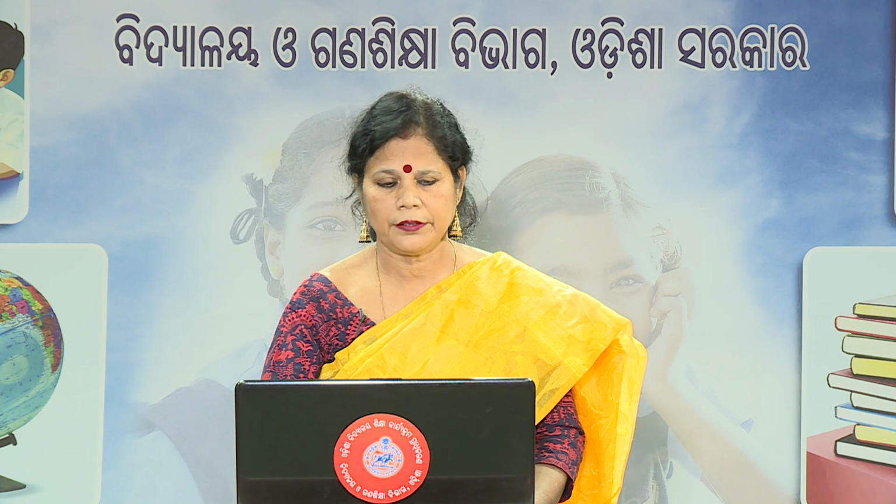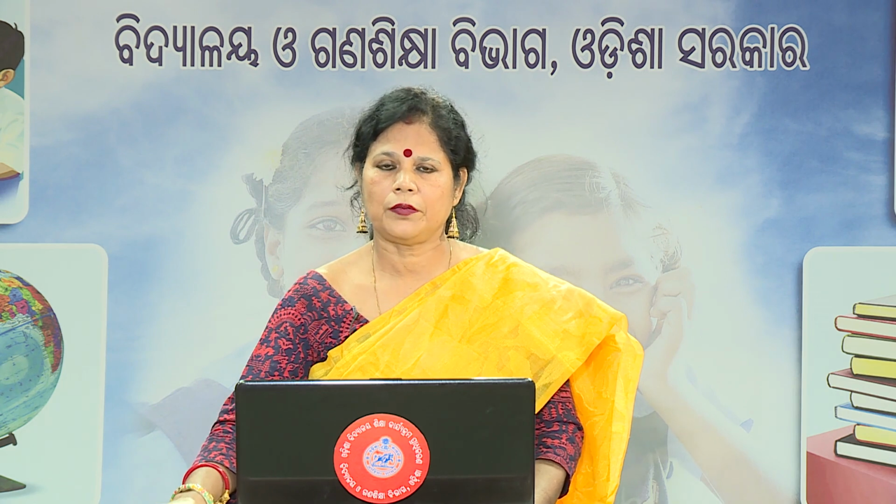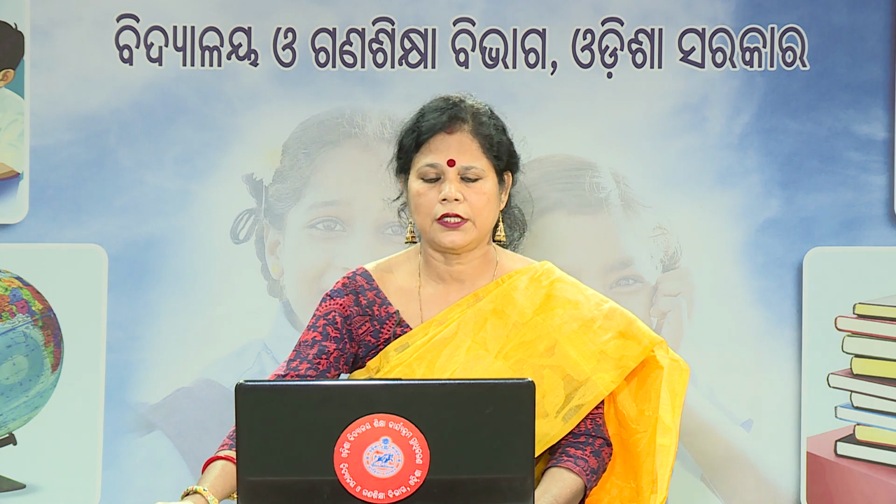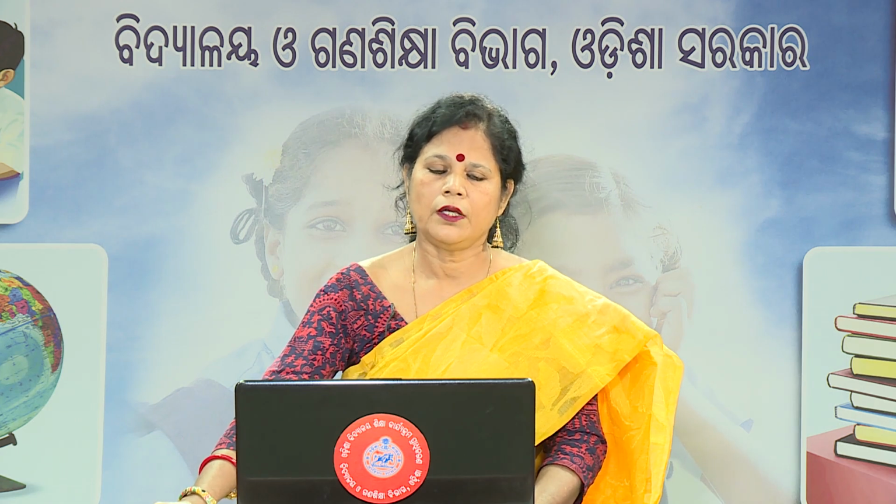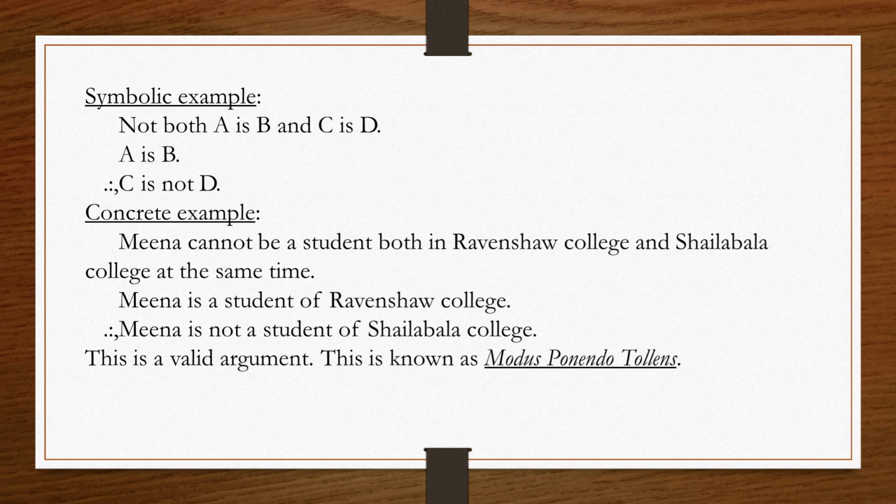Now, let us see the valid form of alternative categorical syllogism. Not both A is B and C is D. This is your major premise. A is B is your alternative, C is D also is another alternative.